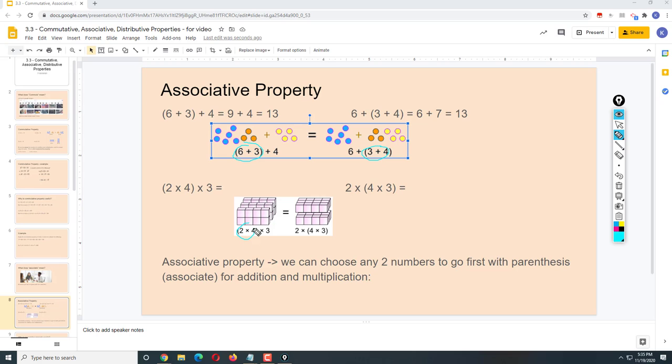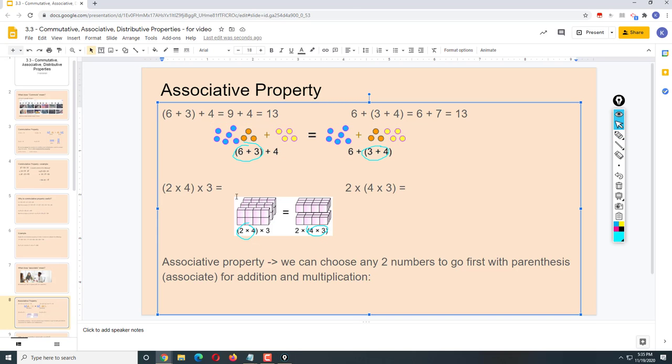Same with multiplication. That's 8 times 3, which is 24. That's 2 times 12, which is also 24. And that makes sense. 2 times 4 times 3, there are 8 squares here, 8 more, and then 8 more, so 24. Or we can do 12 on top, 12 on the bottom, that's 24. So associative property means we can group them however we want.